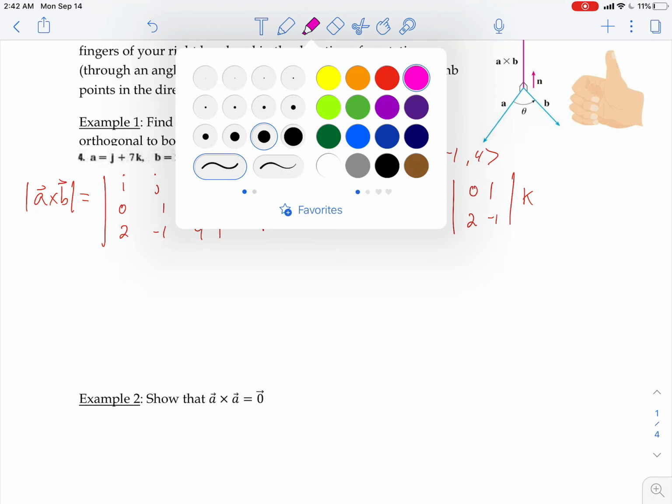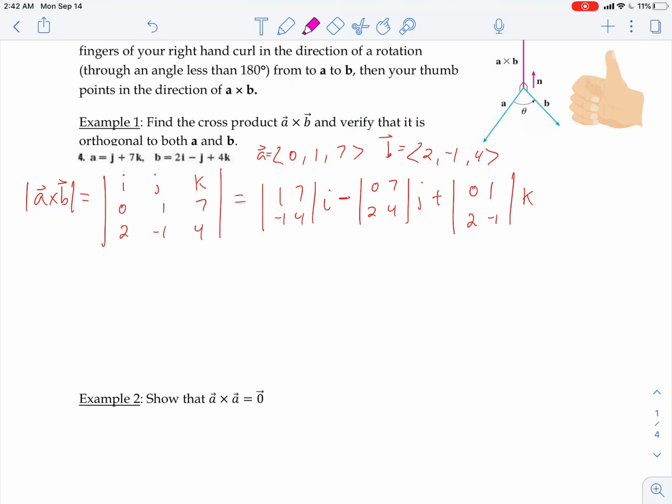And so now what we're going to do is find the determinant. To find the first value, what we're basically doing is multiplying across. That's one of the reasons why I call it cross product. So we're going to multiply 1 times 4 and then minus 7 times negative 1. So that's finding the determinant. It's going to be the difference. So I'm going to have 1 times 4 minus 7 times negative 1, and that's going to be my component i.